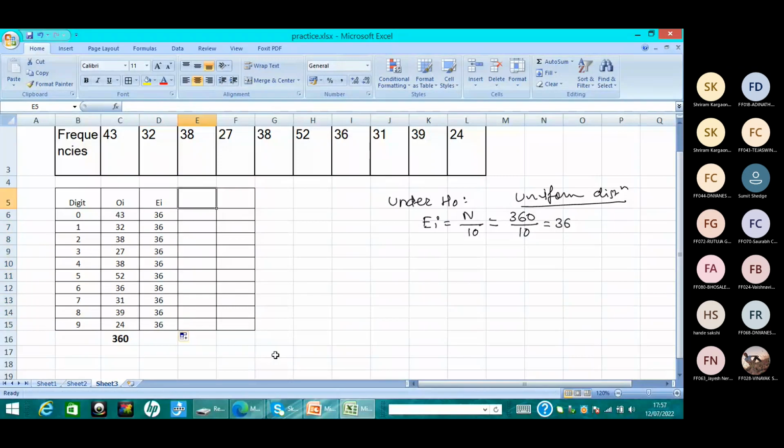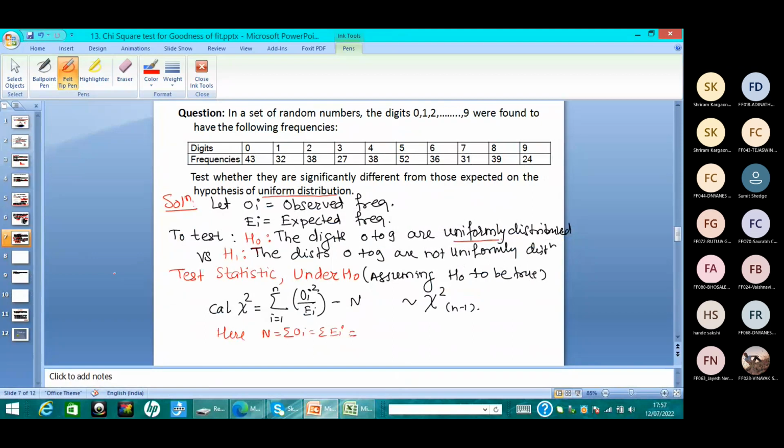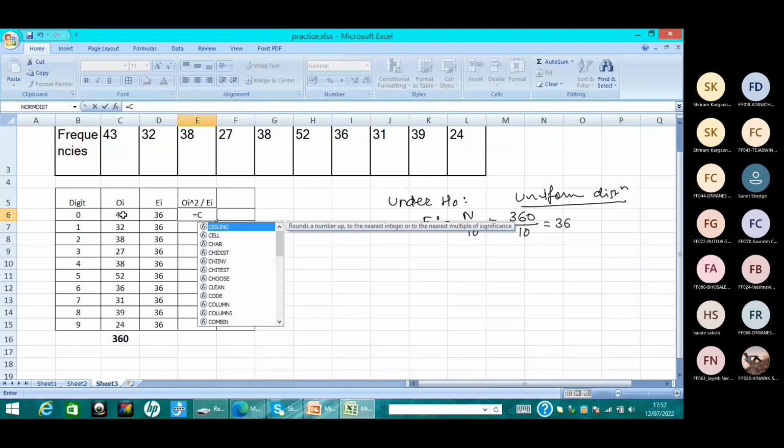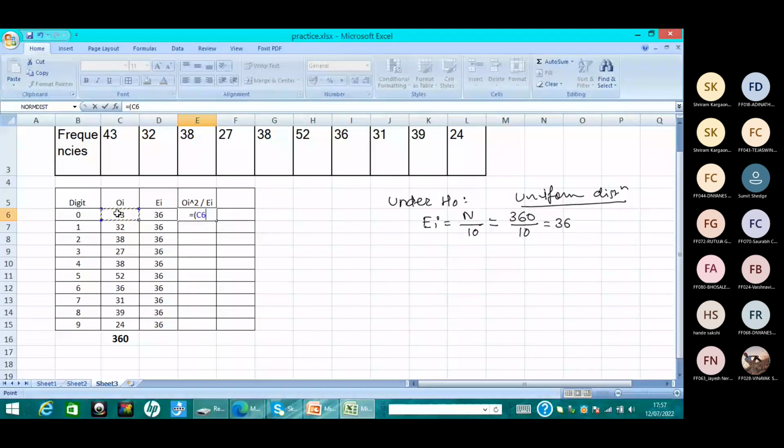So after doing that, we see the formula. What is required there in the formula? Summation Oi square upon Ei. So I get that value there. Very easy calculation. I do it quickly. Square the observed value, but while doing this, make use of brackets. Sometimes it may create some problem if you don't follow this. So now this is Oi square divided by Ei. This is the Ei. Do this. Okay, so now drag this.